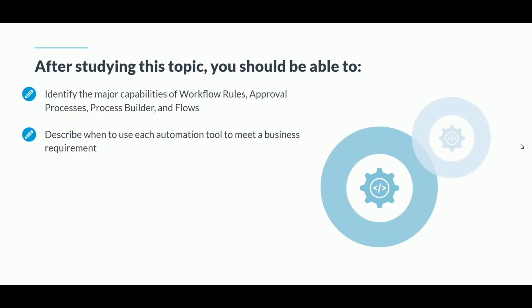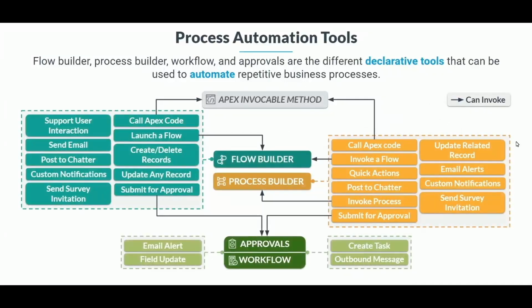Now, this video is not meant to give you a working knowledge of every tool, but to help you understand when a declarative process could be used instead of writing code. So there are 4 main automation tools available, each with a different set of capabilities and ways to launch them. Now, as you'll see, there is a lot of overlap between the capabilities, which sometimes makes it challenging to decide which tool should be used, or if you should even use declarative processes at all.